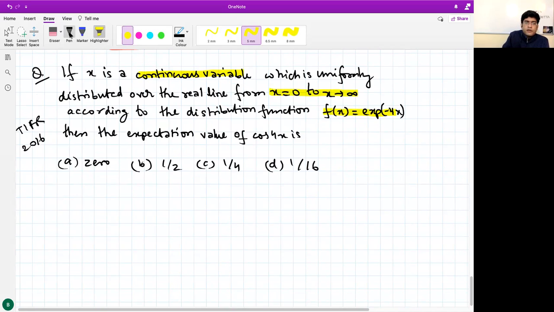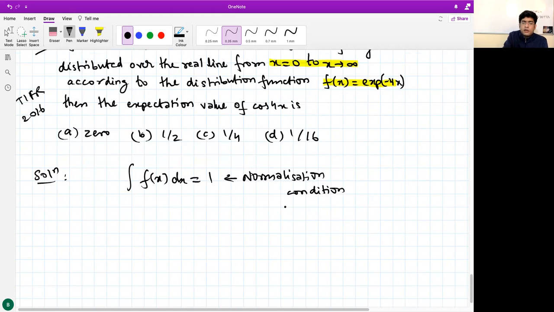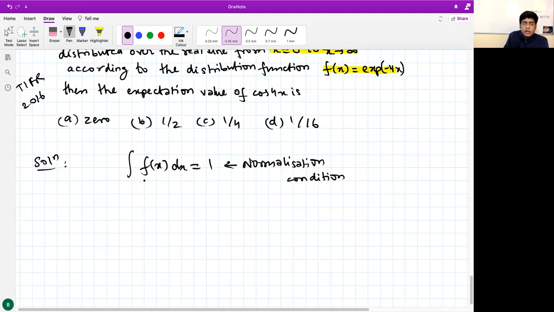So we have to first see whether the distribution function follows the normalization condition or not. This is the solution. Let's calculate: the integral of f(x) dx should be equal to 1. So this is a normalization condition. The normalization condition should hold so that we can further calculate the probabilities and whatever is required. So if we take the integral of exponential minus 4x dx from 0 to infinity, what is the value we are getting?